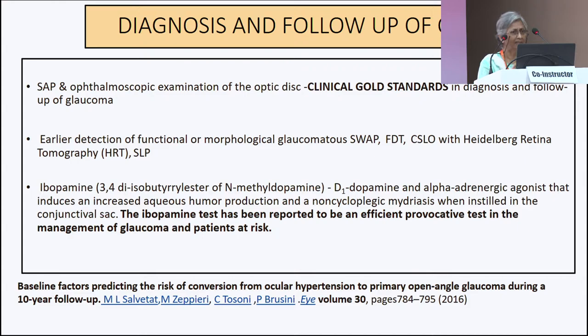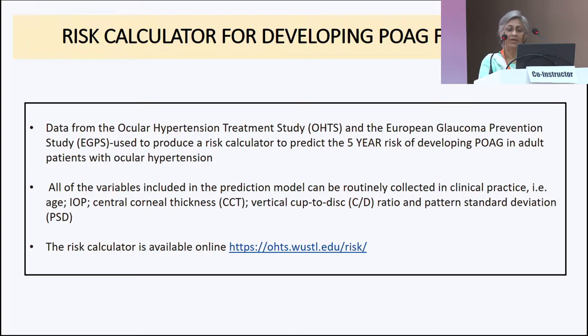Another test which I've never used, but I found it, and so why not tell everyone and maybe check out on it, that is the ibopamine test, which has been reported to be an efficient provocative test in the management of glaucoma in patients at risk. I really don't know. If anyone has any idea, please do let me know. There's a risk calculator also, which I remember many years ago was given to us, but unfortunately we never used it. Maybe you all have seen it also.